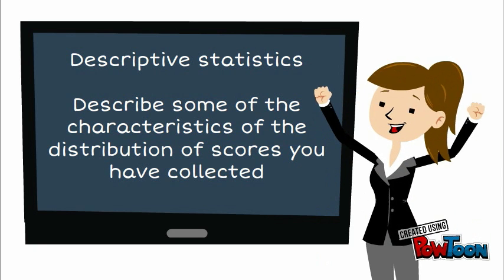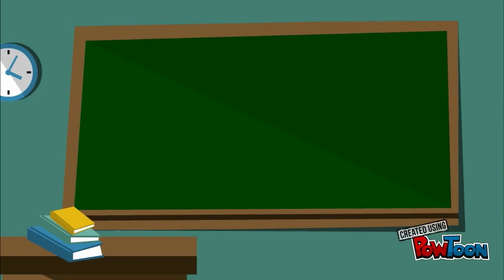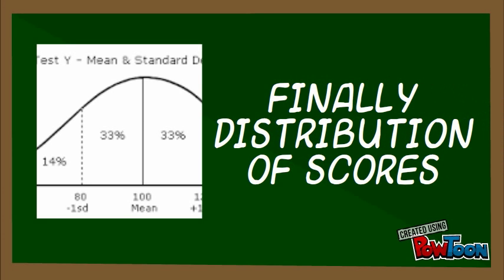Getting ready for data analysis. By using descriptive statistics, you can describe the scores you have collected. The tools you use to make decisions about your project are called inferential statistics. The first step in the analysis of data is to describe each variable. This means a set of descriptive statistics called the distribution of scores.